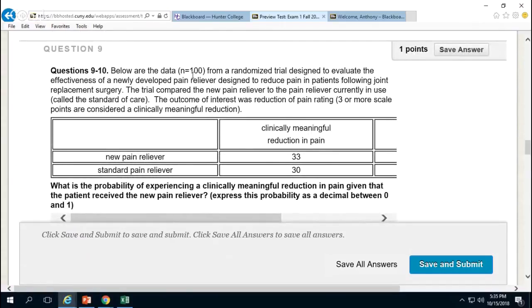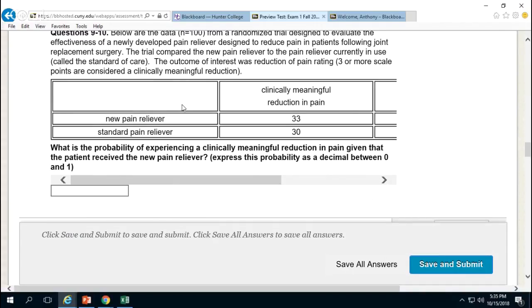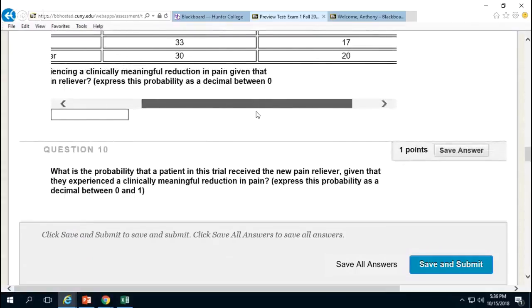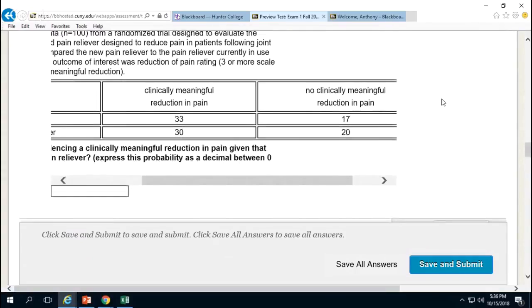Okay. Here are the data, n equals 100, from an RCT designed to evaluate the effectiveness of a newly developed pain reliever. Okay, what's the probability? More of these probability calculations. I know I'm going to seem callous if I say I'm tired of doing probability calculations.